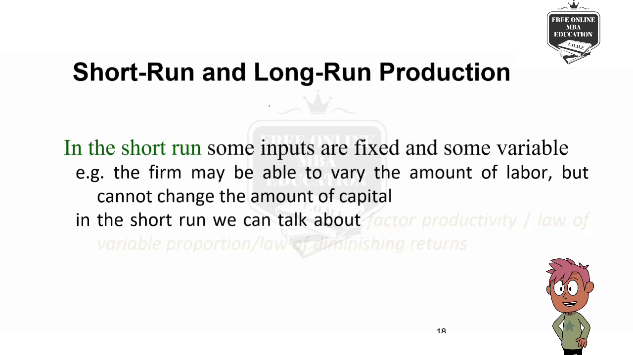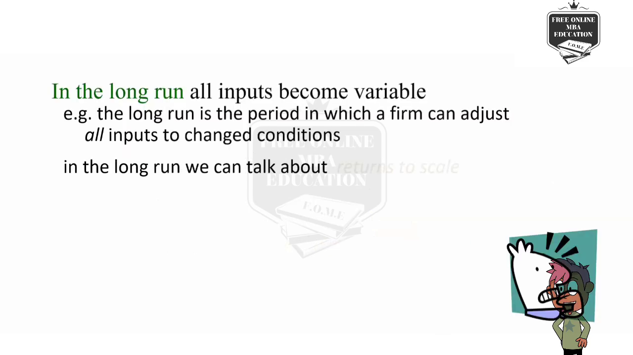And in the short run, we can talk about factor productivity, the law of variable proportion, or the law of diminishing returns. Right. So what we saw was the law of diminishing returns, right? And how do they apply to businesses? I told you that it will have a reverse effect. You will think that you are getting more output, but it might actually be unsystematic output. That means it is not being very useful or it is not being very optimized for your business.